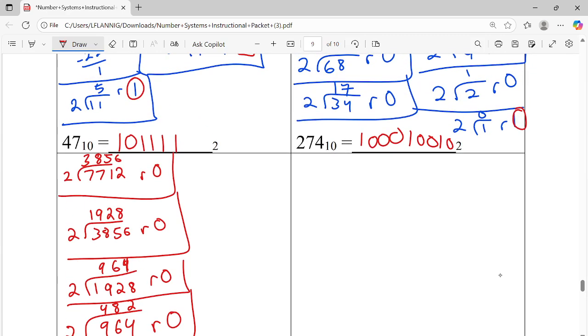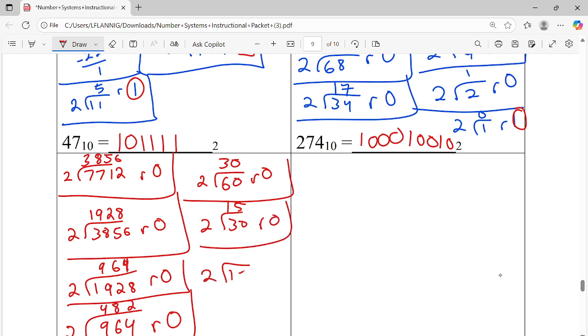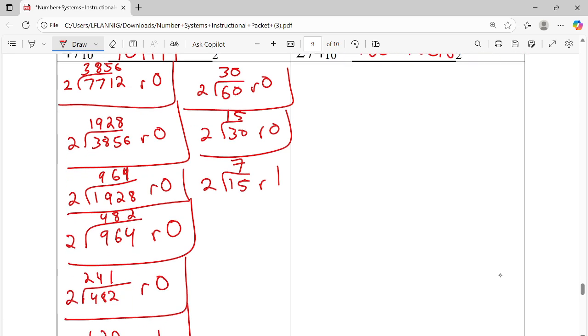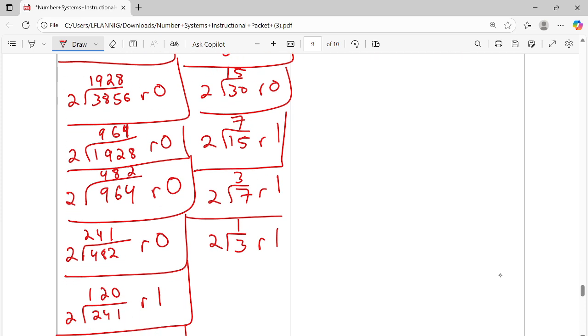So now it's 60. So 2 goes into 60 30 times with no remainder. 2 goes into 30 15 times with no remainder. 2 goes into 15 7 times with a remainder of 1. 2 goes into 7 3 times with a remainder of 1. 2 goes into 3 1 time with a remainder of 1. And then 2 goes into 1 0 times with a remainder of 1.